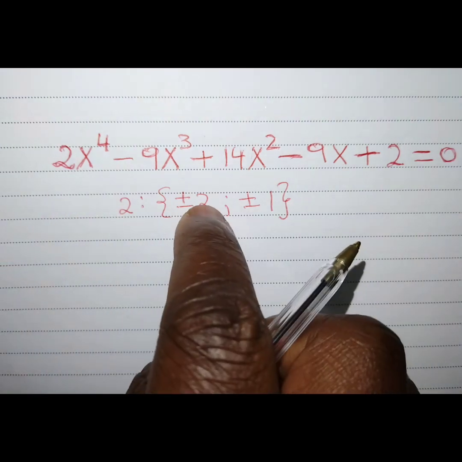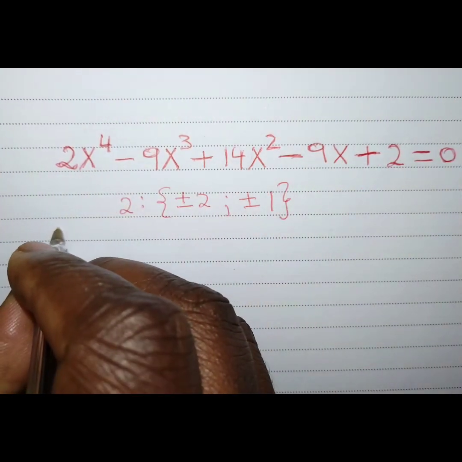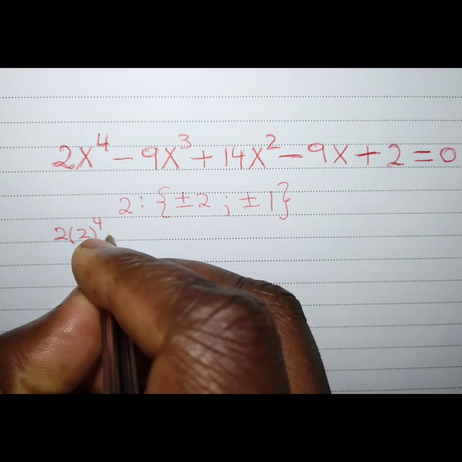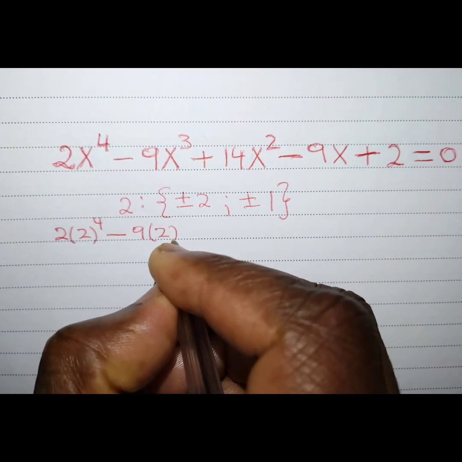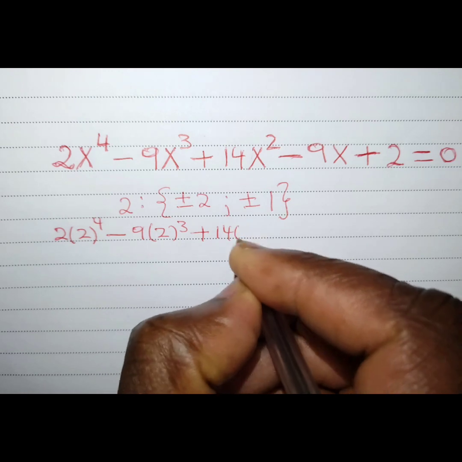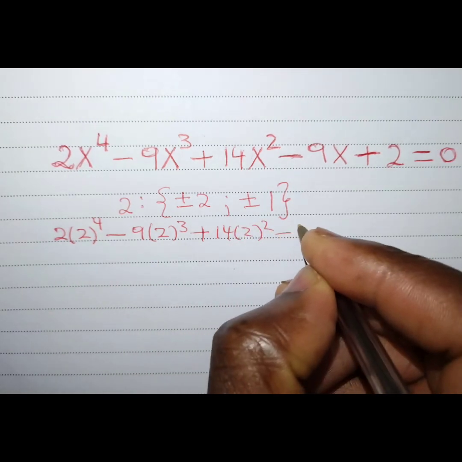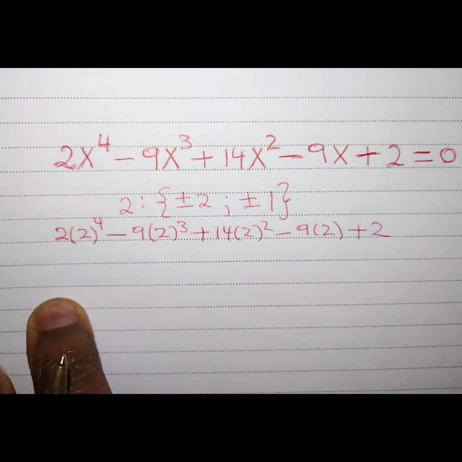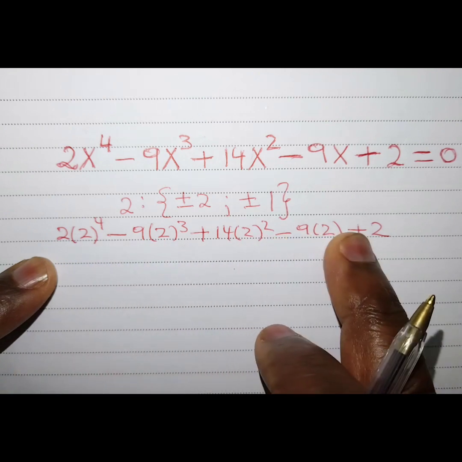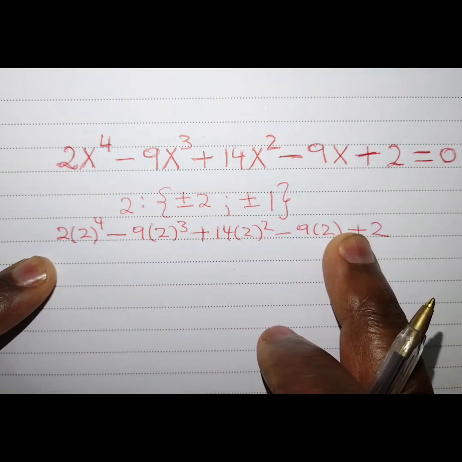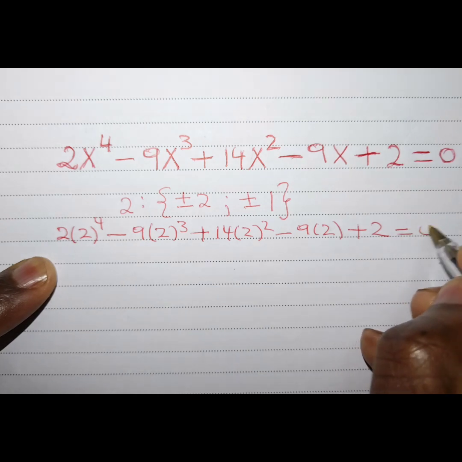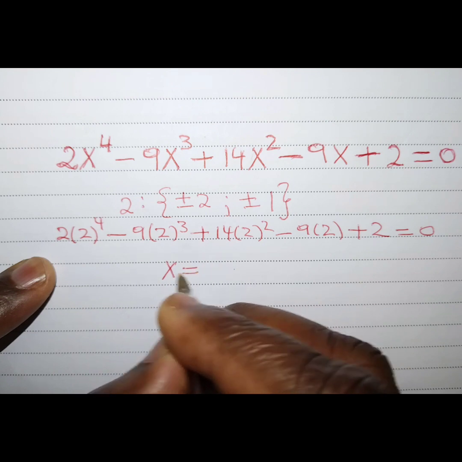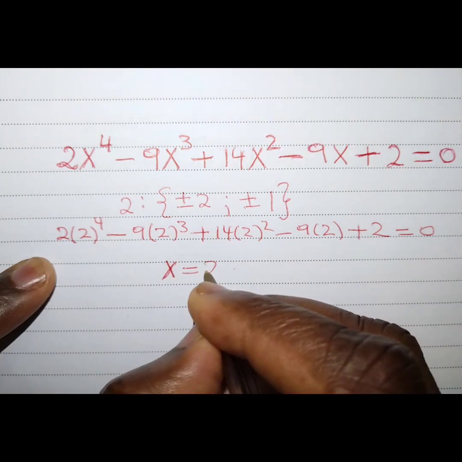Replacing positive 2 into the quartic equation, I'm going to have 2 into 2 to the power 4 minus 9 into 2 to the power 3 plus 14 into 2 to the power 2 minus 9 into 2 plus 2. Ladies and gentlemen, when calculating this using a calculator, this gives us exactly 0. So this leads me to say that the first root of the quartic equation is 2.